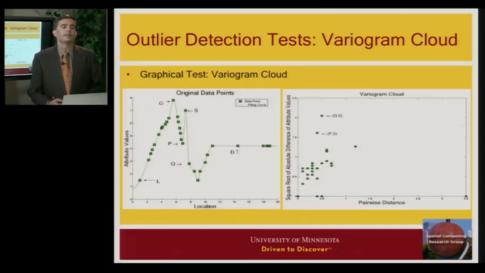For that pair, we compute two things. First, we compute the difference in their attribute value, which is very high, right? This difference is high. And that goes on the y-axis, okay? It's a high difference. The second thing we compute is the difference in their location in space, and that's very low.